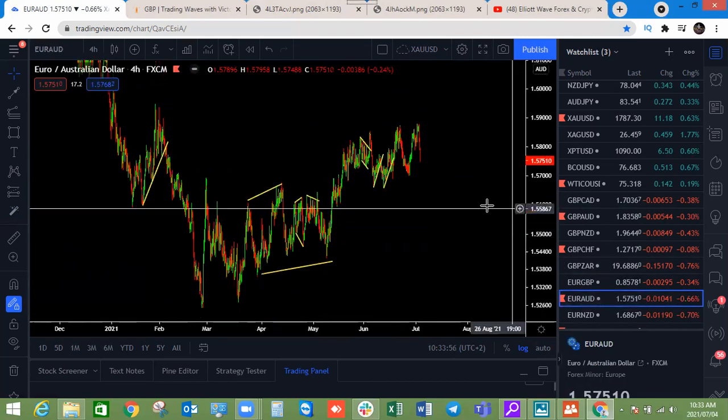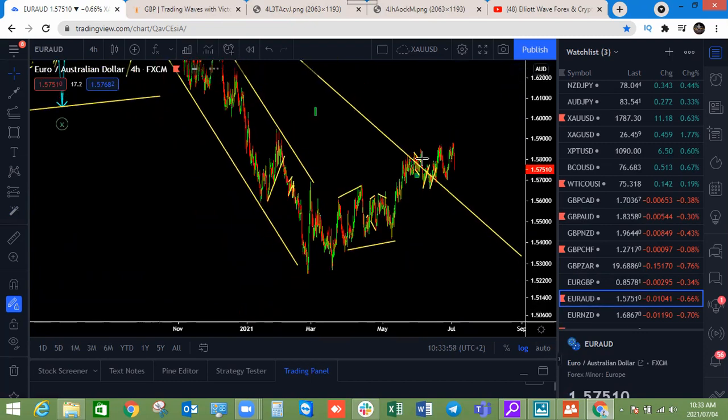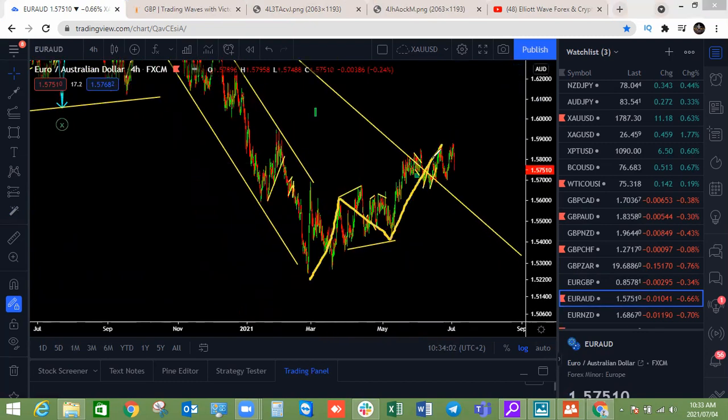Euro AUD will obviously follow pound AUD. So this is 3 waves to the upside. Looks like we are going to get a reversal here. So any entry here for downside, we're going to see Euro AUD make a move to the downside. So keep an eye on that.